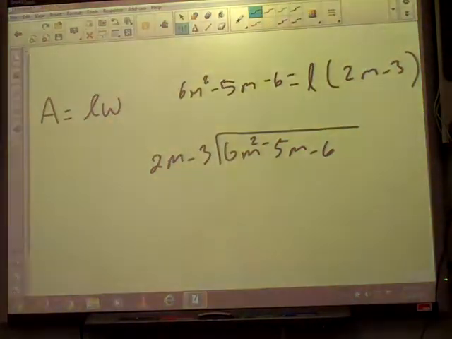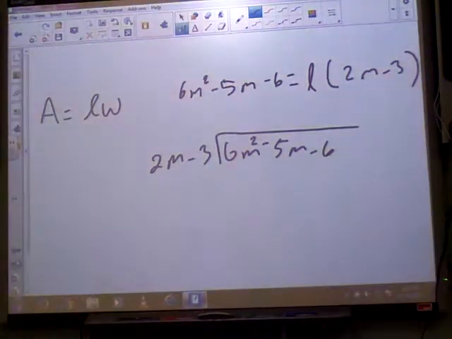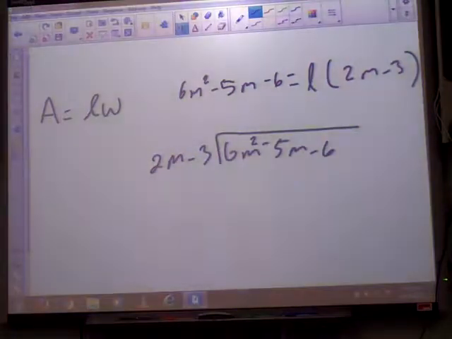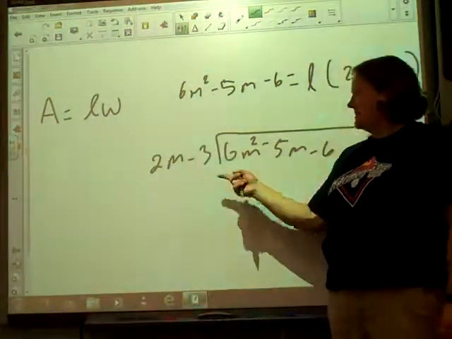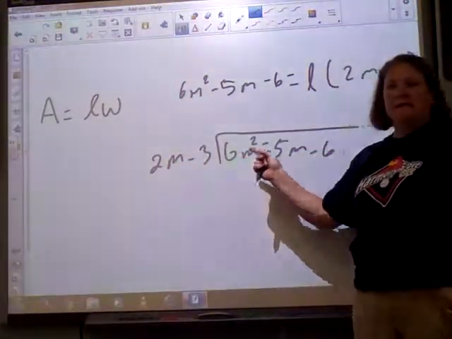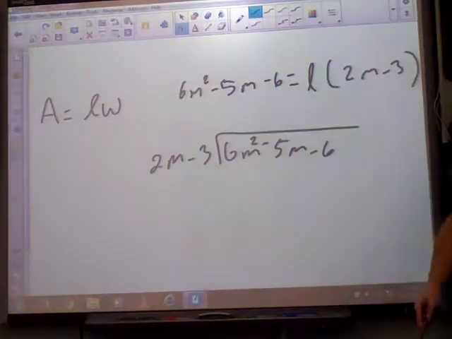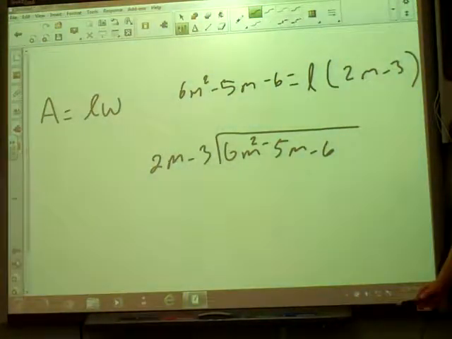If you don't remember long division, what else could you have done? Couldn't you have plugged in? Picked a choice, took choice A, multiplied it by that, saw if it was this or not. Take choice B, multiply it by this, see if it's that or not. So you can do that, that's fine. I want to run through the long division for you real quick just to give you a refresher.